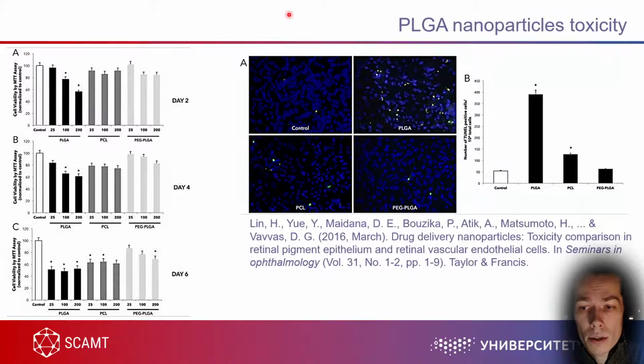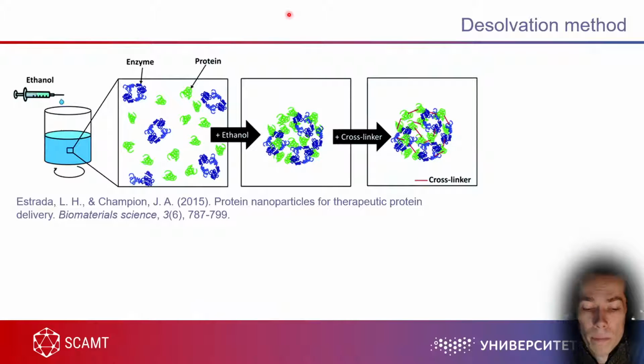What other methods are there to produce, for example, protein particles, polymer particles? Well, protein is still a polymer, so it's a desolvation method. Desolvation methods are used to produce different kinds of protein particles, for example, from albumin, human albumin or bovine albumin. And desolvation is basically reducing the solvation state of proteins.